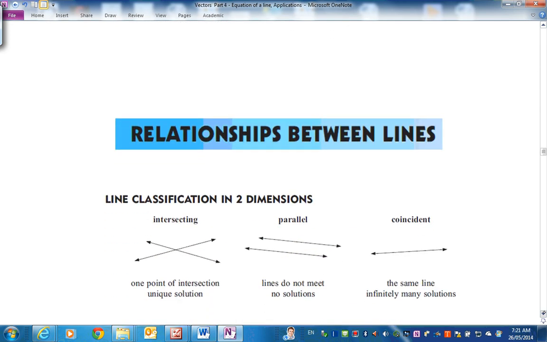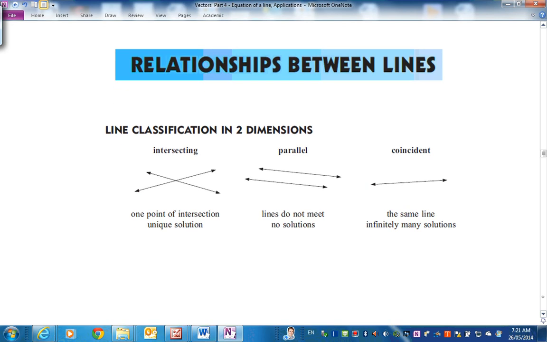Okay, so let's have a look at relationships between lines now. Can you see the journey we're doing? I promised you in the first presentation to look at vectors in a geometry way and give you an alternative form of geometry, and it's a powerful one, and I hope you're liking it as much, or I would say more, than coordinate geometry. It's much easier.